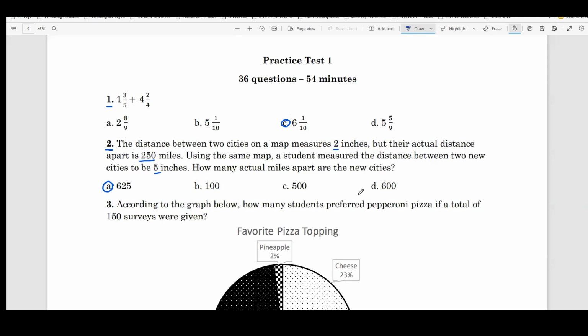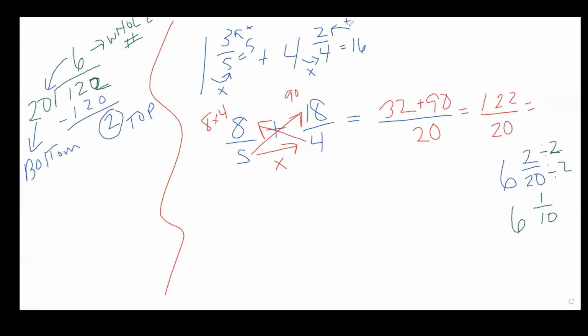All right, so the most important thing you can do is you need to set up your units first. What are the numbers describing? So 2 is describing inches. So I know that's one of my units. And then 250 is describing miles. And of course, 5 is describing inches. So that lets me know I'm going to be dealing with inches and I'm going to be dealing with miles.